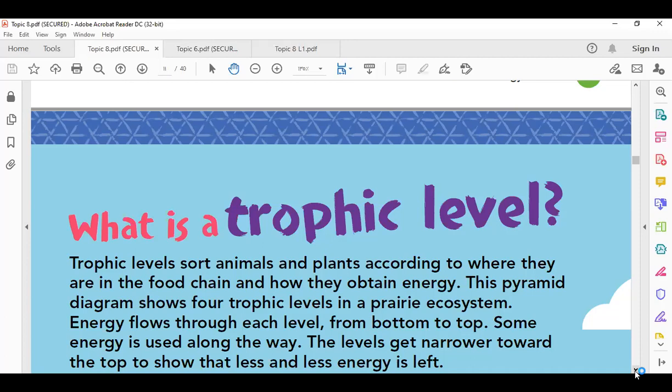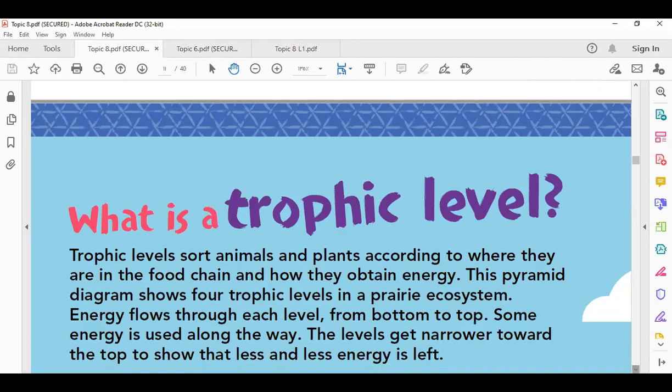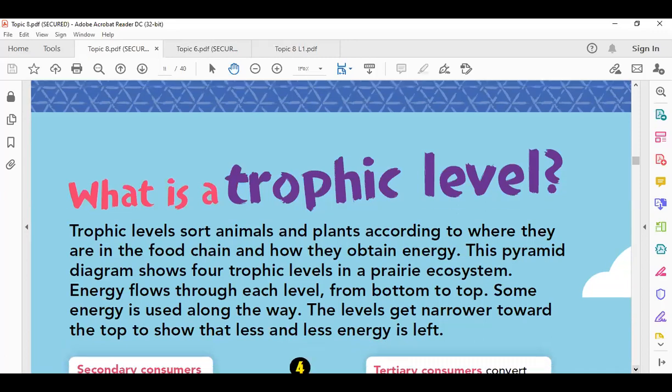But from a scientific point of view, humans belong to the animal kingdom. For this reason I say that humans are omnivores. Yes, I understand. Okay. What is a trophic level?